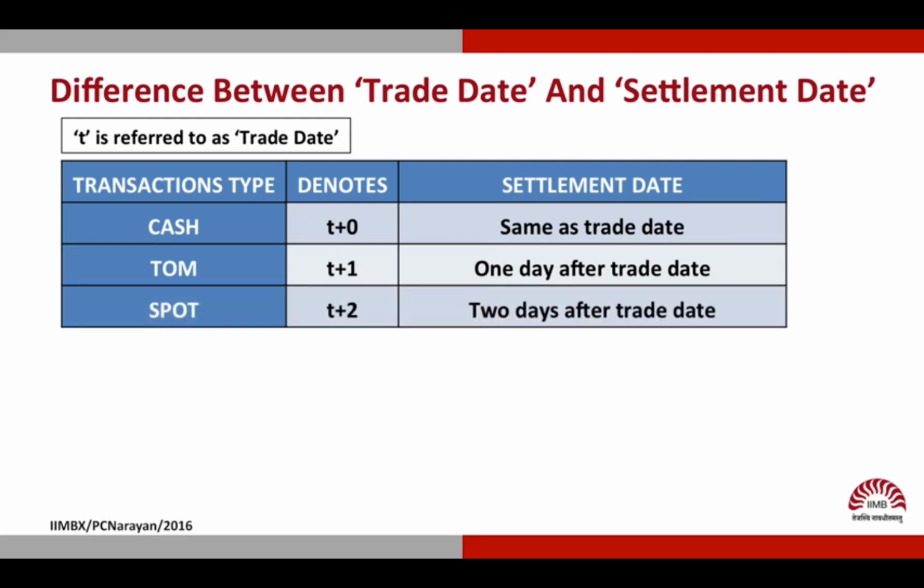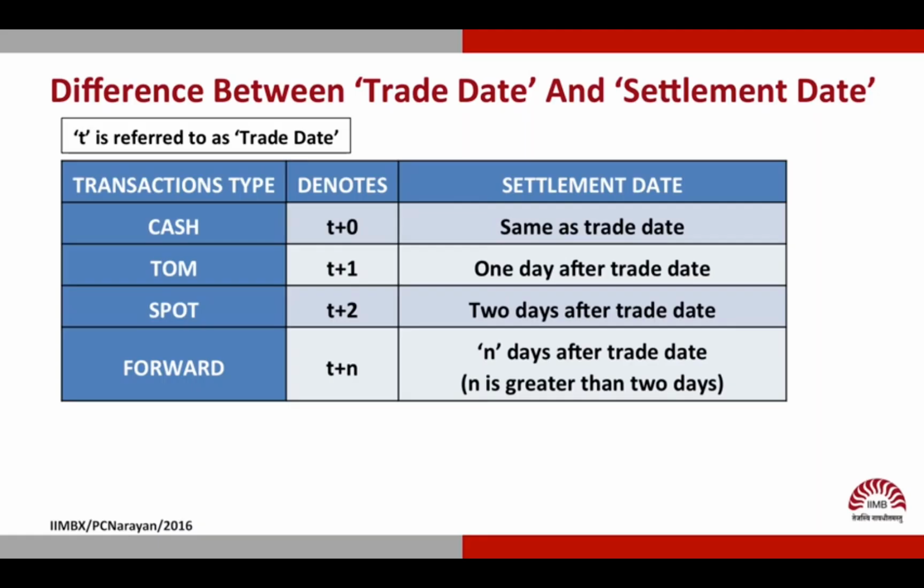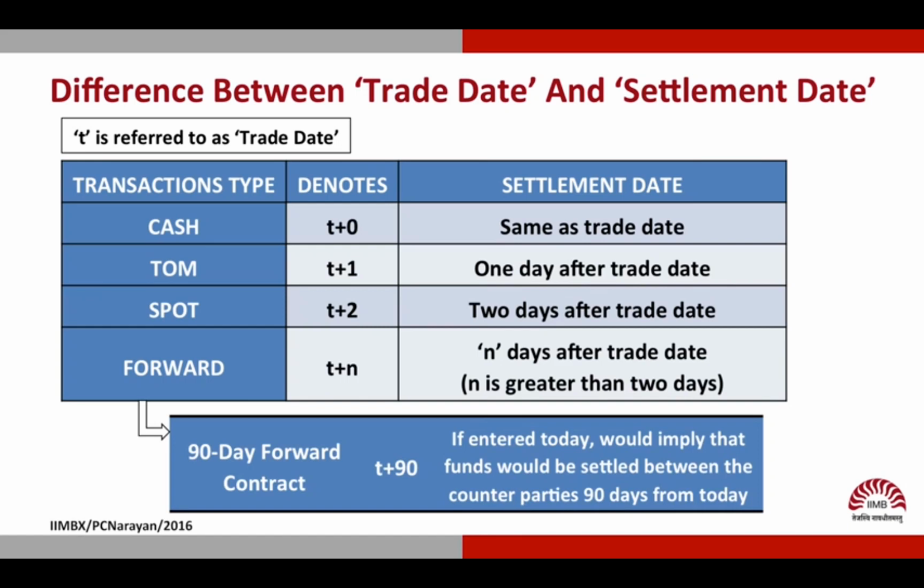Spot transactions, T plus 2, where the settlement date will be 2 working days from the trade date. Historically, and even to this day, a vast majority of foreign exchange transactions worldwide are spot transactions. Forward transactions, T plus N, where N could be any number of days greater than 2 days. For example, a 90-day forward contract, T plus 90, entered into today would imply that funds would be settled between the counterparties 90 working days from today.